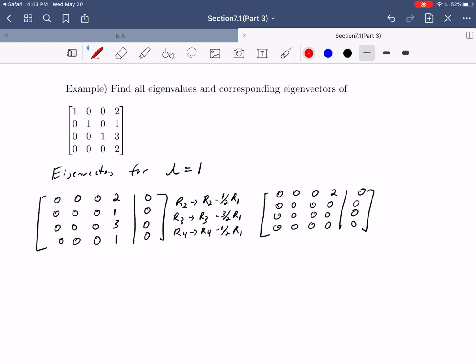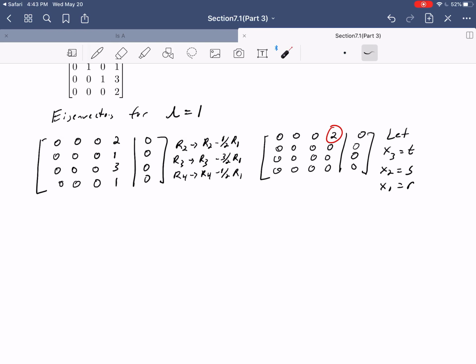So for solving this, we would avoid parameterizing x4. So we will need 3 free parameters. We usually do it the other way, but let's try to be consistent: let x3 be t, x2 be s, and x1 be r. This top equation tells us that 0x1 plus 0x2 plus 0x3 plus 2x4 is supposed to be 0, so x4 is supposed to be 0.